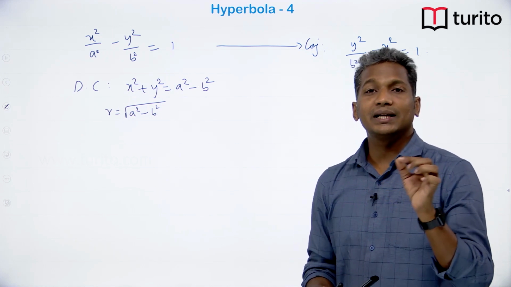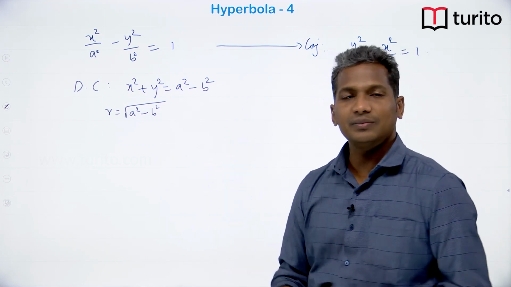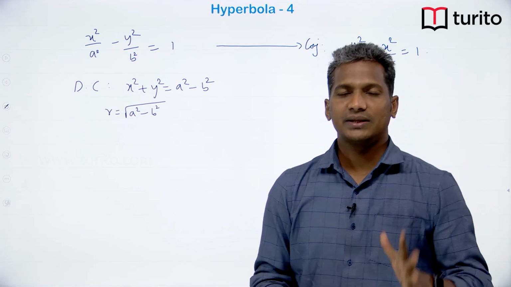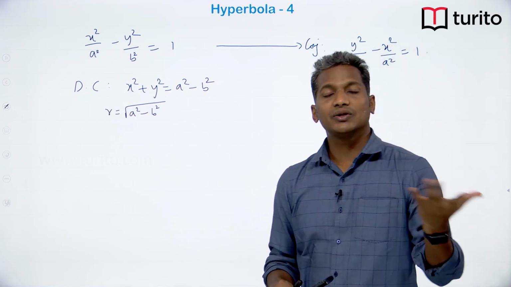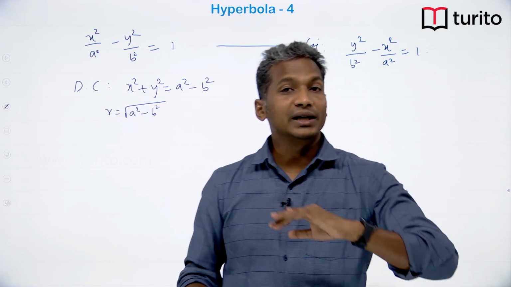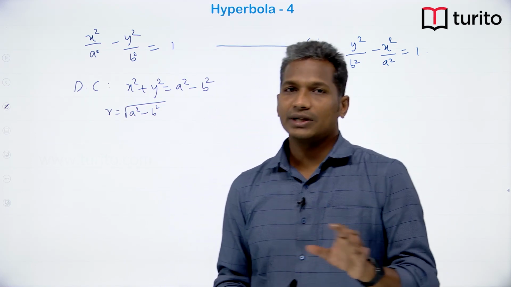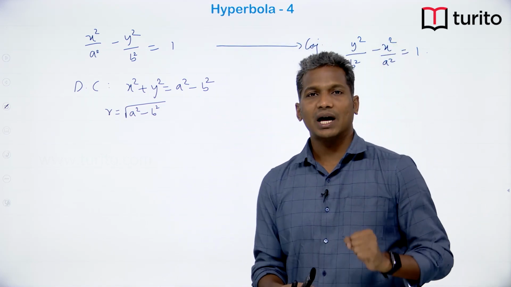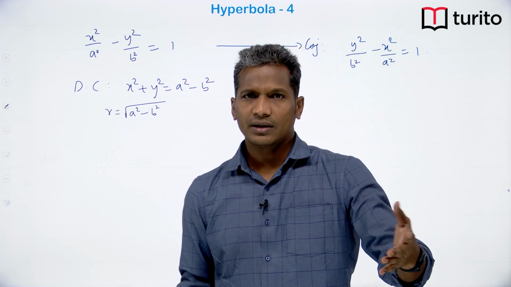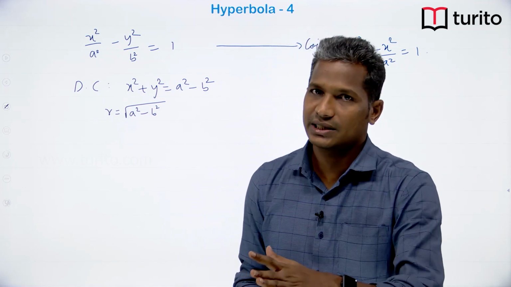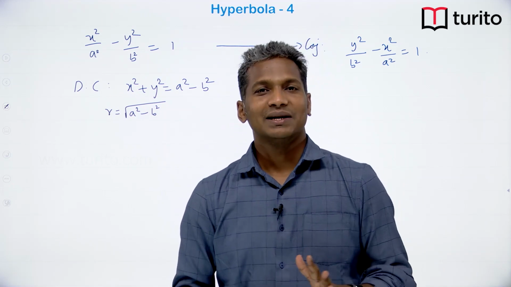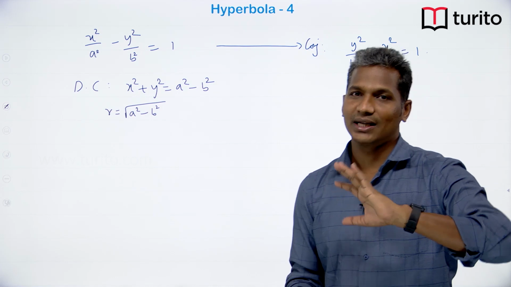So what if b is greater than a? Then r becomes imaginary. That means the circle does not exist in real space. That means the director circle does not exist for the hyperbola. So earlier we have learned that for any curve a director circle is possible. No, it is not. For a hyperbola of this kind, the director circle does not exist. But for any circle, the director circle exists. For any parabola, the director circle exists, which is the directrix only. For any ellipse also, the director circle exists. But for any hyperbola, the director circle does not exist.